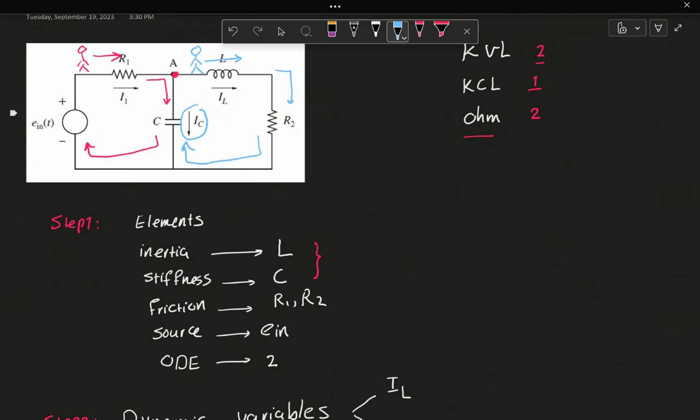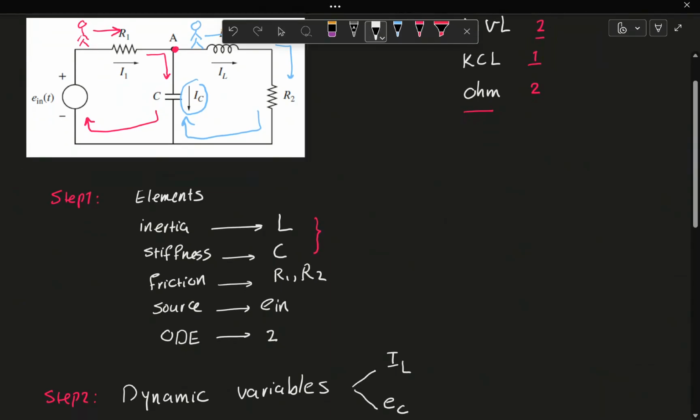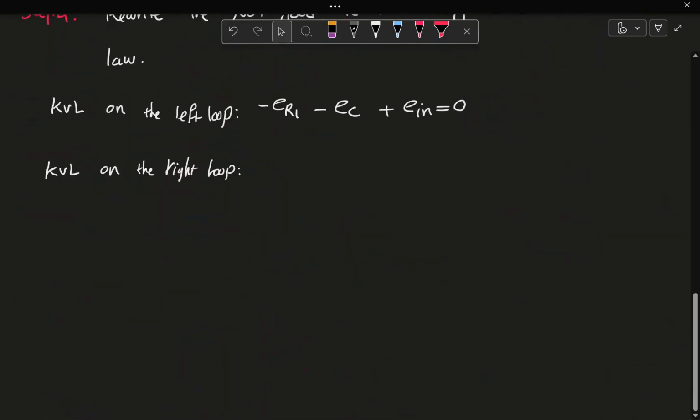So if you want to write it down, negative EL, negative ER2 plus EC equal to 0. So they are my two KVLs. And at this point you have a pretty good idea that ER2, you can substitute from Ohm's law.